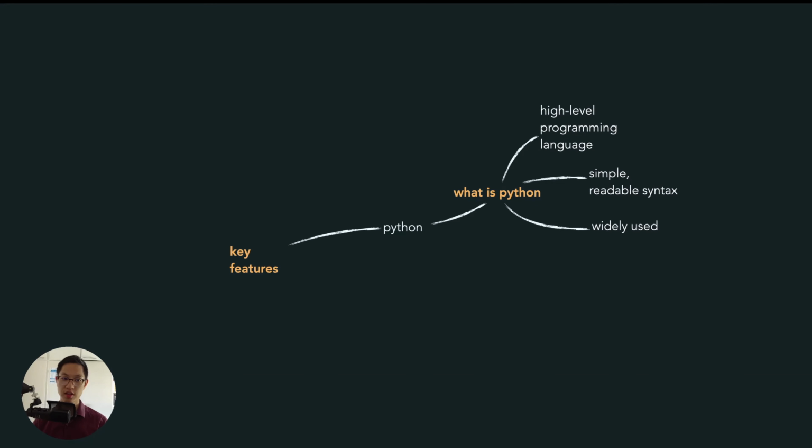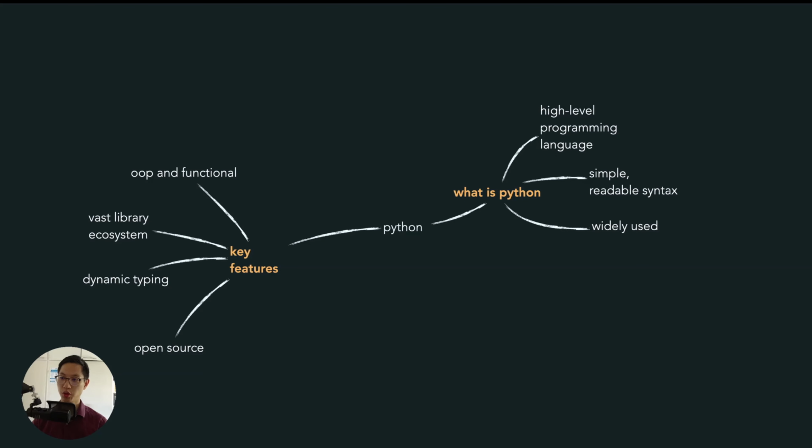So it's widely used. And some key features: it's open source, so it's free for you to use. It's dynamically typed, so you don't specify which type you want directly, in contrast to statically typed languages when you're declaring variables. It has a vast library ecosystem, and this is one of the strongest features of Python, that the ecosystem is so strong that we have a lot of libraries that we can import, so we can reuse other people's code instead of reinventing the wheel all the time. It supports object-oriented and functional programming, so you will understand more of it when we come to these parts later on in this course.